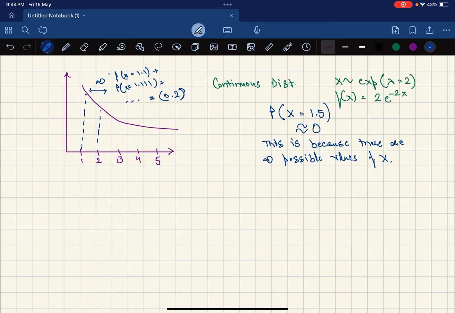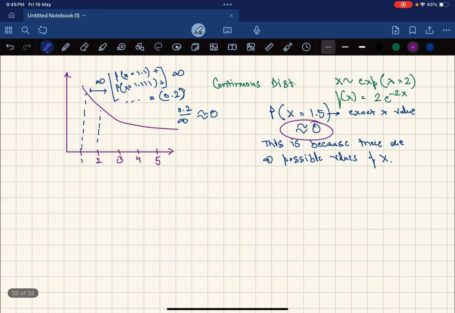But now since these terms themselves are infinite in nature, if you divide 0.2 by infinity, it comes out to be approximately 0. So for a continuous distribution, the probability of the random variable taking a discrete value or an exact value is approximately equal to 0. So one has to remember, again, for a continuous distribution, the probability of taking an exact x value is always approximately equal to 0.